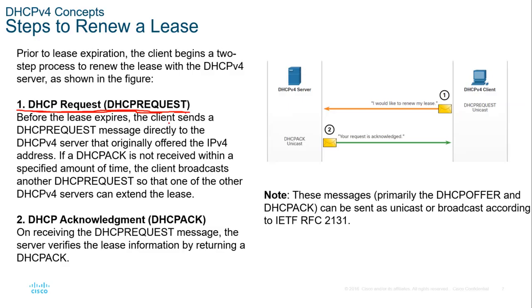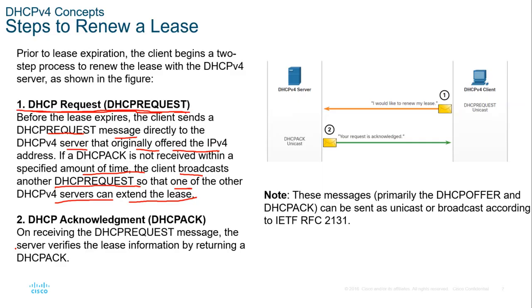Before the lease expires, the client sends a DHCP request message directly to the server that originally offered the IP address. If there is no response within a specified amount of time, then the client broadcasts another DHCP request, so that one of the other servers can extend the lease. Then the DHCP acknowledgement.